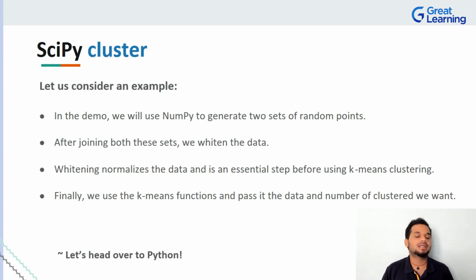Now, k-means clustering is a very popular way of how you can go about clustering. And what we'll do is we're going to take all the data that we just brought together, and we whiten the data. Now what we'll do is we're going to be using the k-means functions and just pass all of the data to it and eventually give it the number of clusters that we want. And that many clusters will be created at the end of the day.